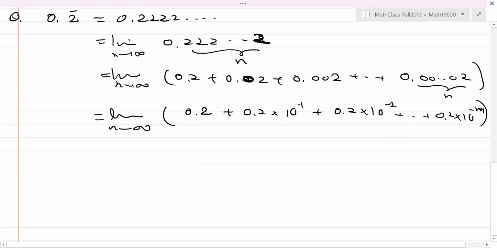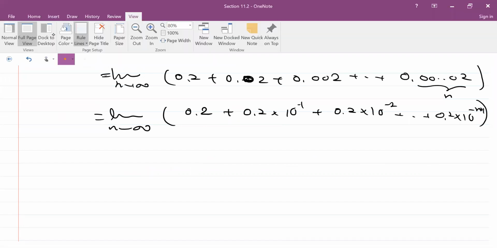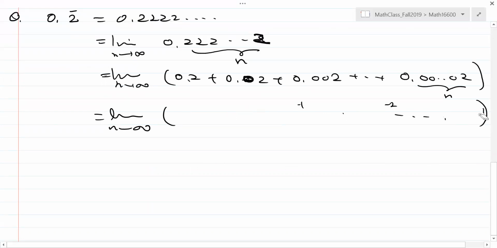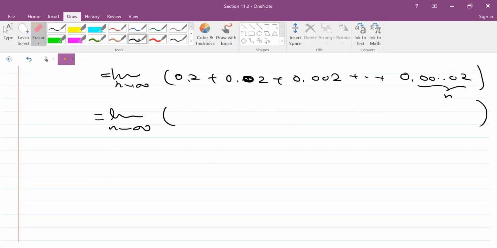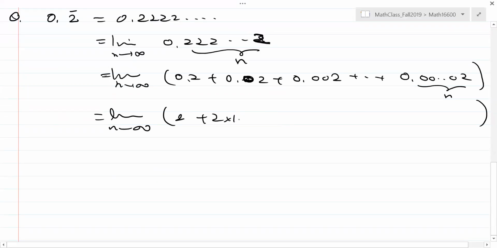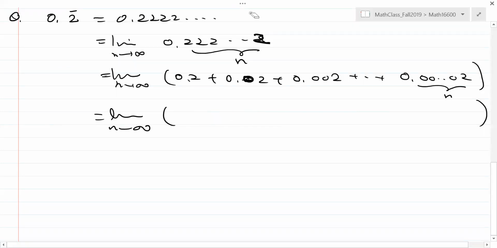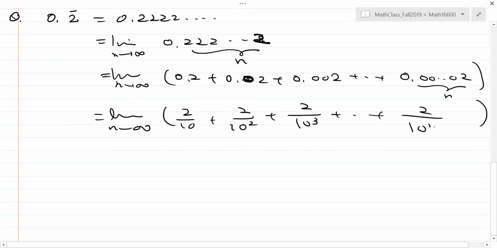So that means you can also express it, well, I don't like this expression. I'm changing. I prefer to use digits, integers. I'm going to express it in the form 2 plus 2 times 10 to the negative... Let's use a fraction. 2 over 10, 2 over 10 squared, 2 over 10 cubed, 2 over 10 to the nth power.